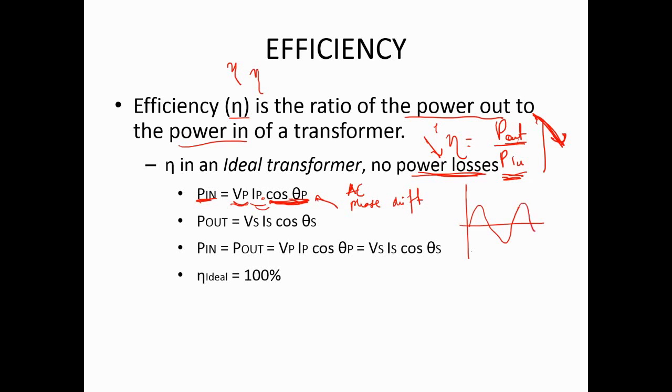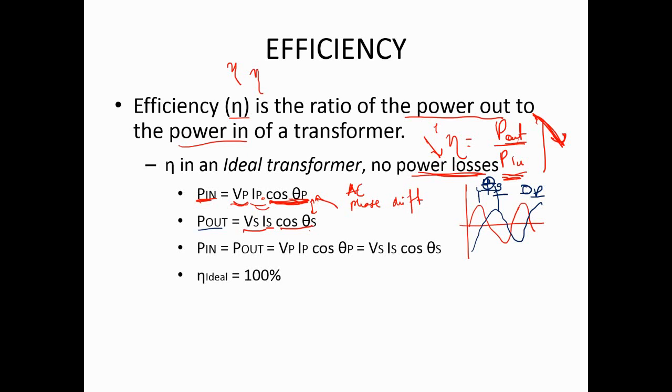If you have the curve of current in red and the curve of voltage in blue, imagine the two have a certain lag. This lag is called theta. It's called theta S, so theta S or theta P. As the frequencies are equal, the phase shift in primary or in secondary is exactly the same. We can see that here P out is VS IS multiplied by cosine theta S. But theta S and theta P are exactly the same thing, right?